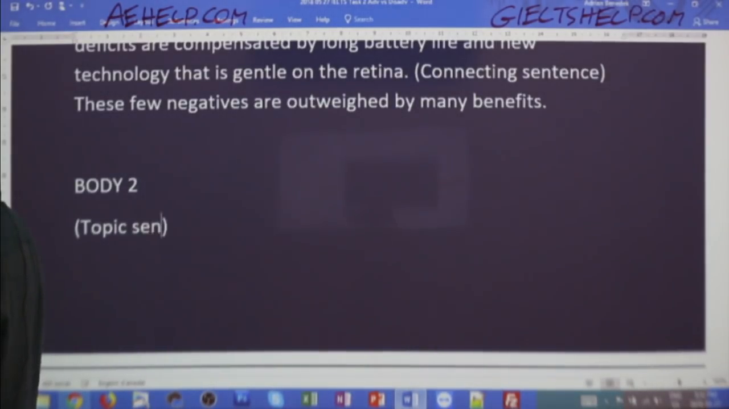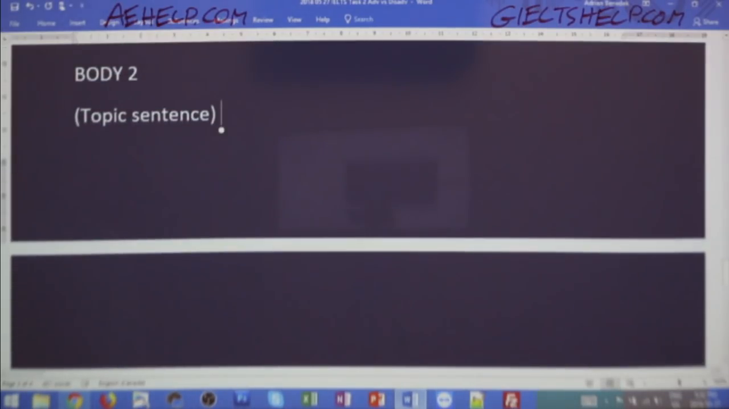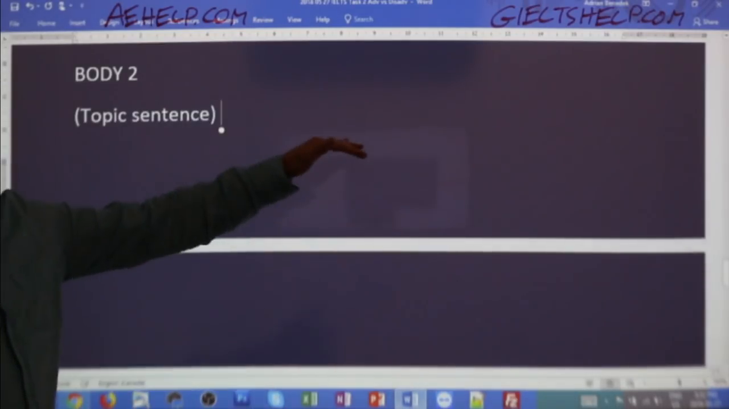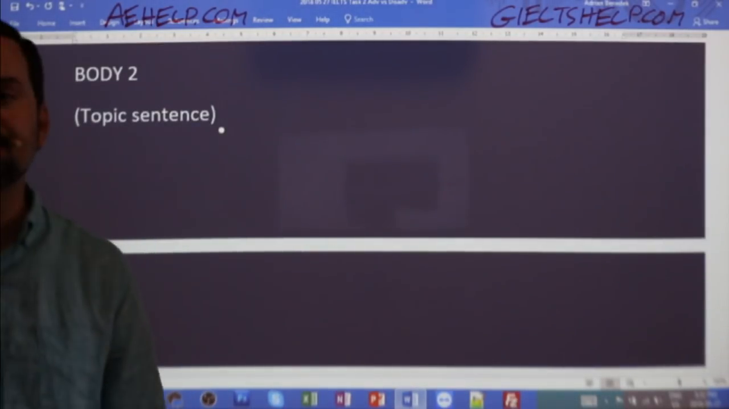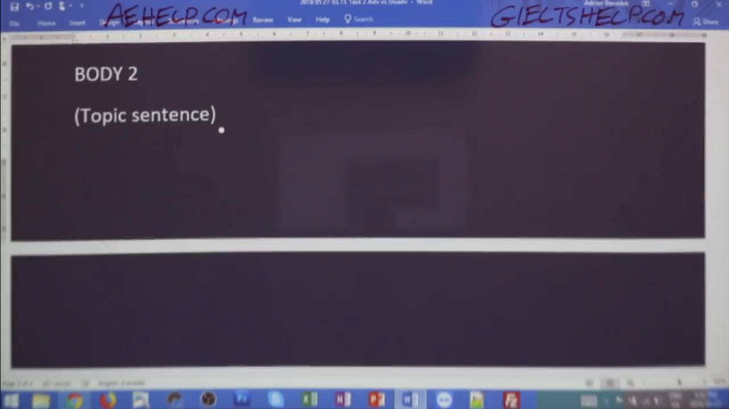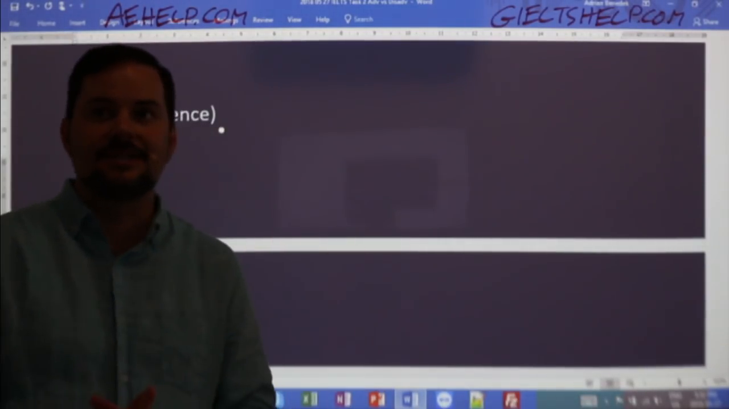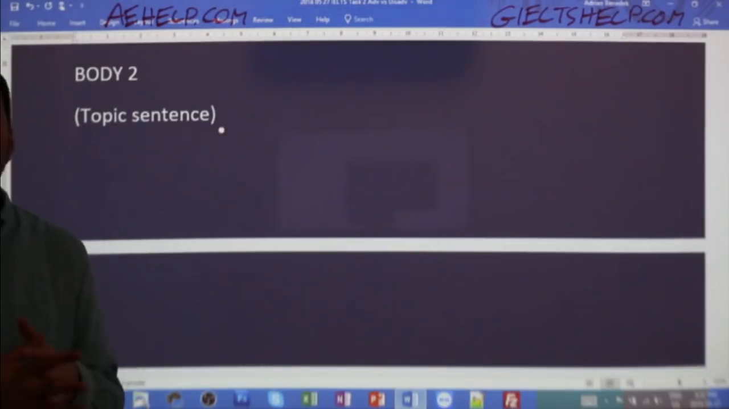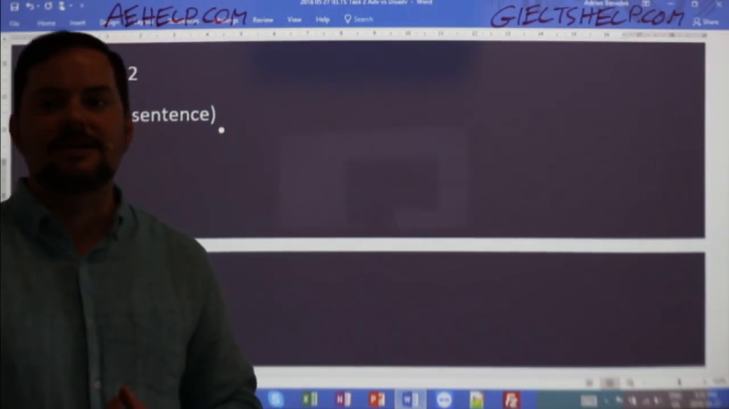So what's a good topic sentence here, girls and guys? I'll let you think about a topic sentence for body paragraph 2. Now, of course, here we're focusing on the advantages. So what would be a good topic sentence to open up for the advantages? I'll give you a chance here to give me the topic sentence. So I don't want to just give you all these sentences. I want you to express it.